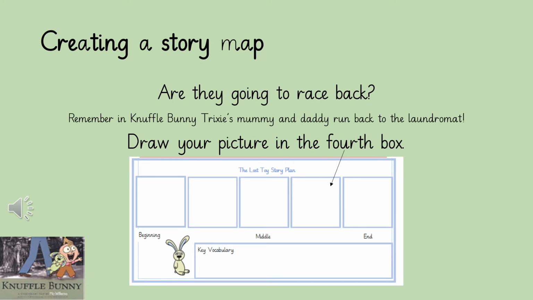We're almost at the end of our story now. We're going to draw our picture into our fourth box. Now, have a little think. Is your character going to race back for their teddy? Remember in Knuffle Bunny, Trixie's mummy and daddy run all the way back to the laundromat to cheer Trixie up and find her Knuffle Bunny. You might want to draw a picture of your characters running back to wherever they've left their teddy or their toy.